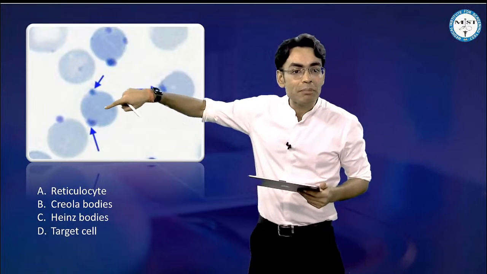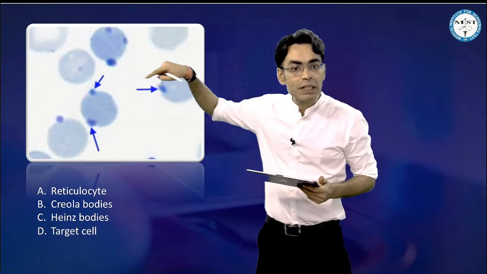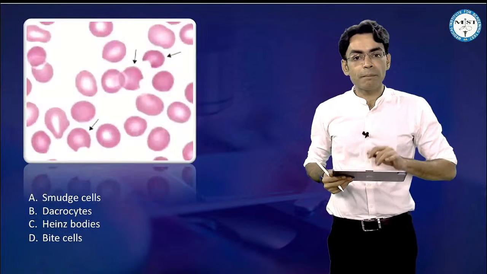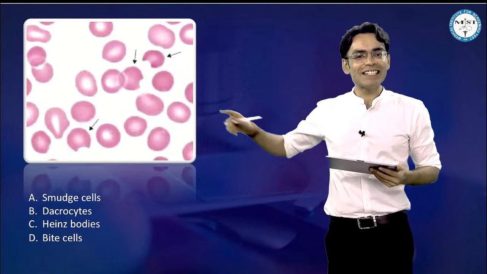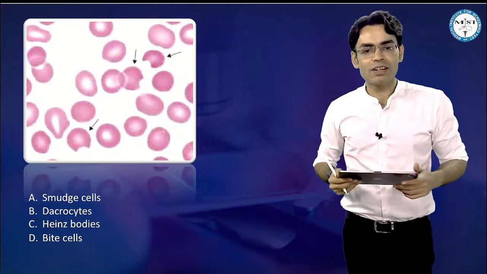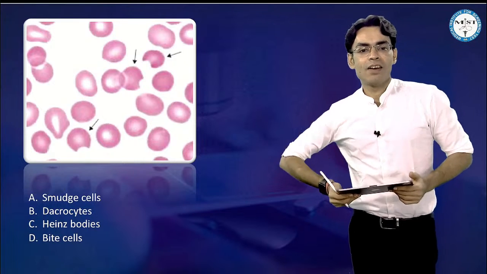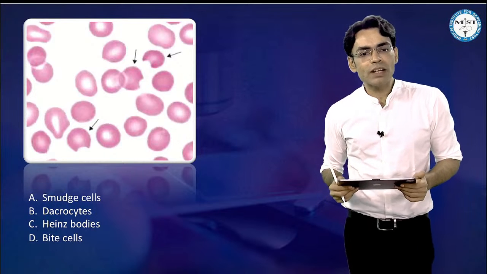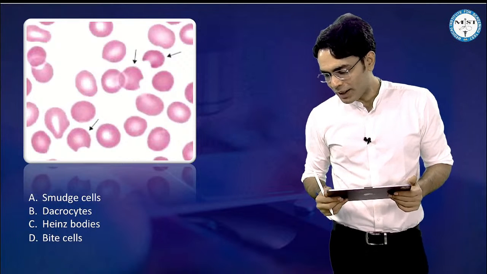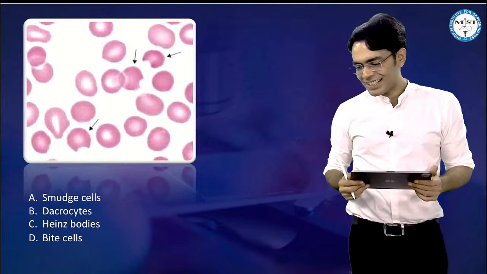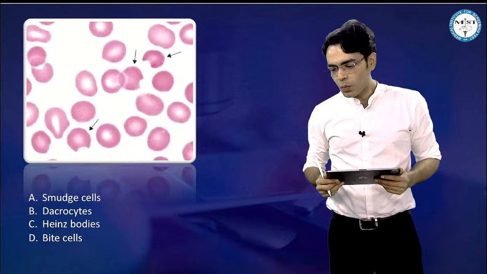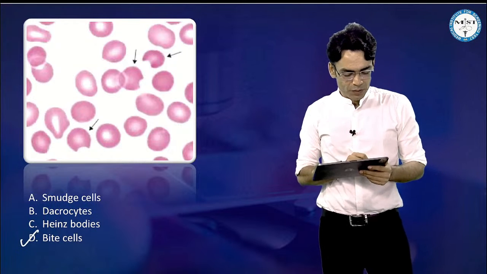You have hemoglobin getting precipitated over the RBC membrane like that, and they are seen with G6PD deficiency anemia. What are these cells? What are these cells called? Are they smudge cells, dacrocytes, the teardrop cells, or Heinz bodies, or bite cells? Yes, absolutely, G6PD. Correct. Amazing. They are your bite cells. D is the correct answer for this question.